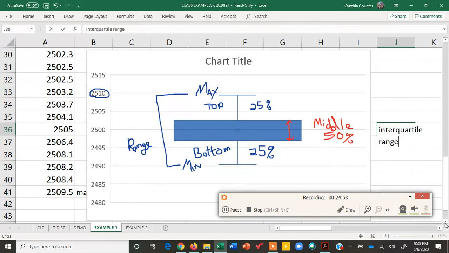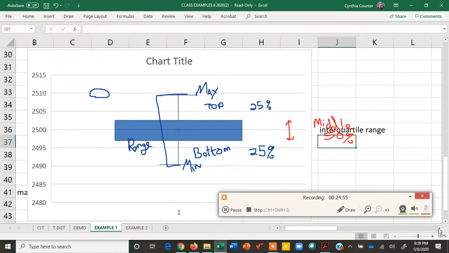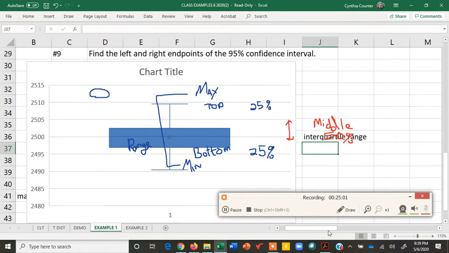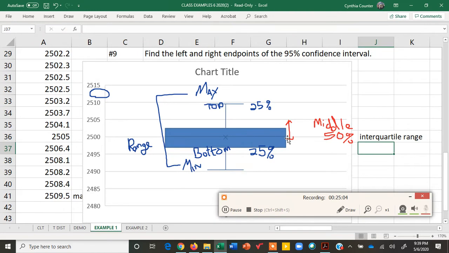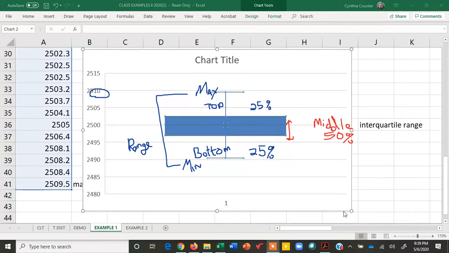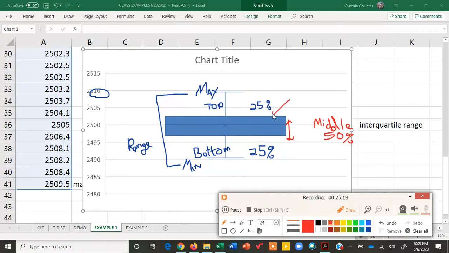And the interquartile range is the difference between the third quartile and the first quartile. So right here, this is what we call Q3, which is the same thing as the 75th percentile, right? It's the same as the 75th percentile.